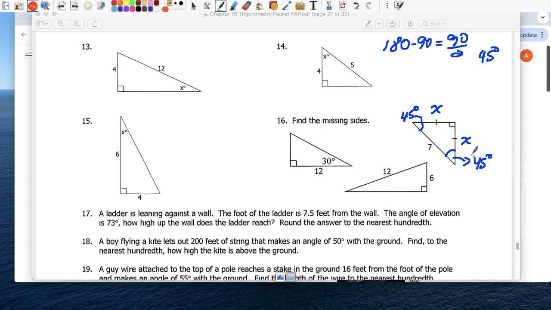So you can use the hypotenuse, sine, or even cosine. It doesn't matter. You get the same answer. Okay, so that's that.